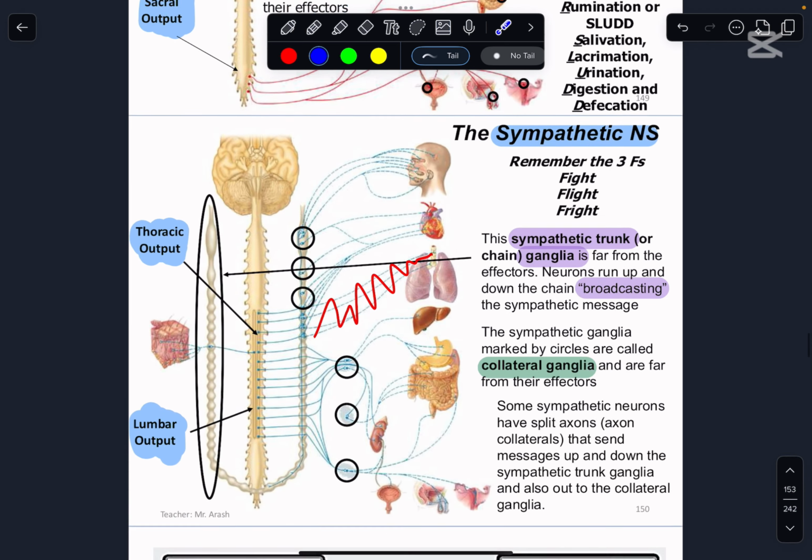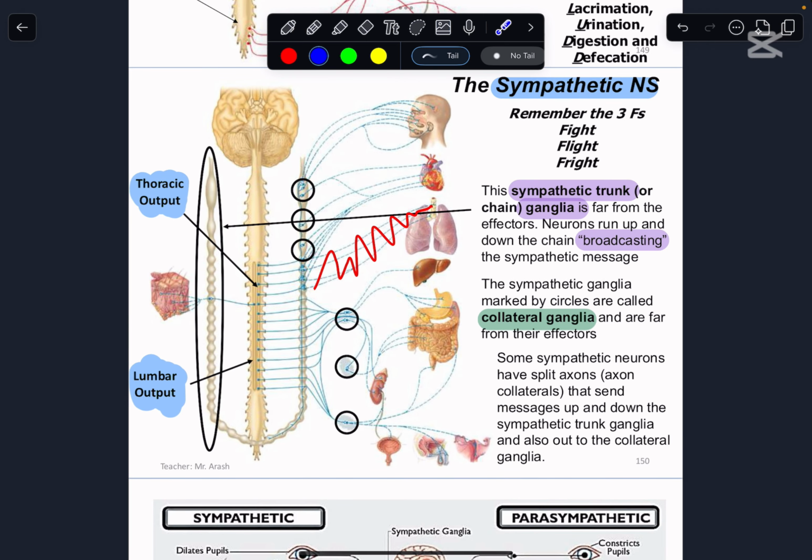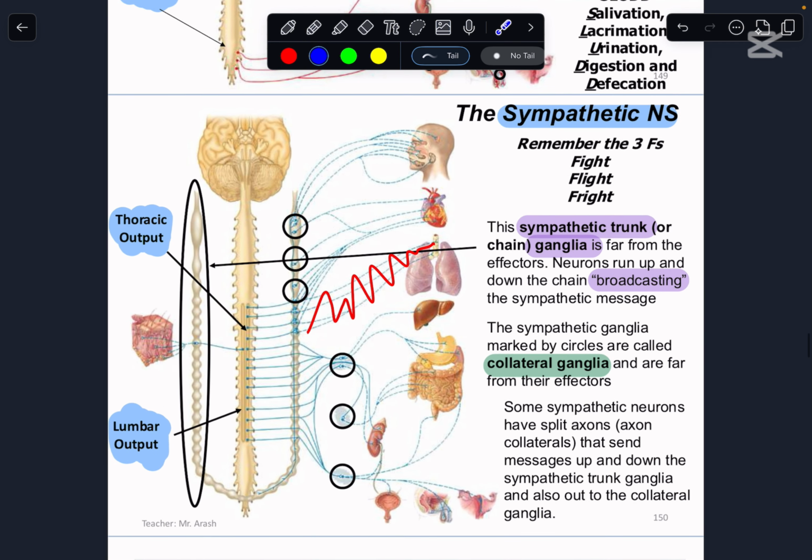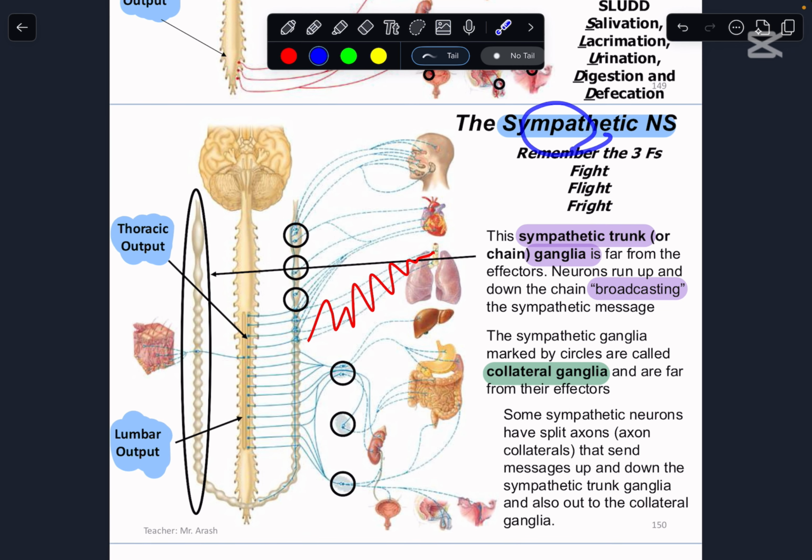So what does this mean? Well, this means that when your sympathetic nervous system is turned on, you want to remember that the function of this system is fight, flight, or fright. That essentially summarizes the function. You want to turn the heart rate up and increase force of contraction because you're in a fight or flight situation. Let's say you just saw a big bear in the forest and you want to run away, right? You want to essentially flight or fight.